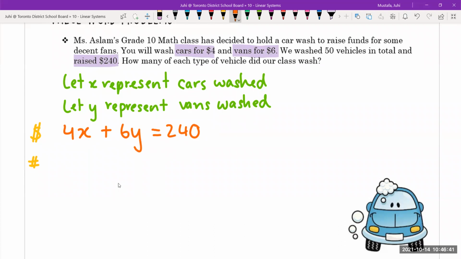And the second one is going to be numbers. What other information were we told in this question? Saphir? Yeah, we washed 50 cars in total. That's all they've told us, but that's enough information. What do you think we're going to do with that? How can we put that in mathematical form?